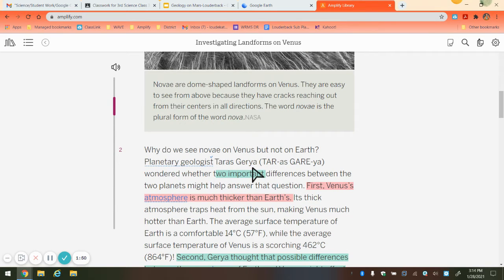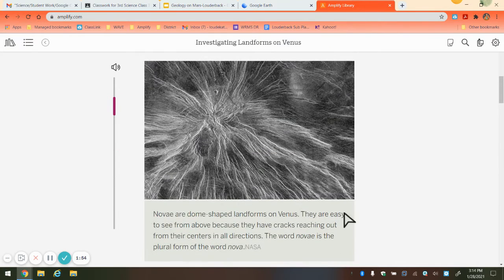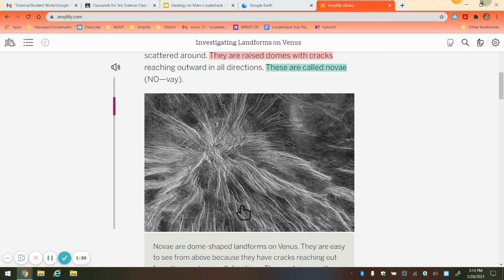And one of the things that our planetary geologist, Garay, is trying to determine is what specifically is causing these domes, because they're kind of unique to Venus. We don't see these on Earth. So since we can't go to Venus to research and study the novae, and there's not enough information from spacecraft, and sending a spacecraft is expensive as well, Garay had to get a little creative in studying.